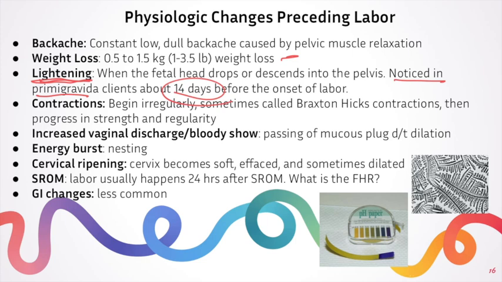The client's going to start experiencing some irregular contractions. Those are called Braxton Hicks. And then those irregular contractions progress to be stronger and stronger and stronger until she's in full-blown labor. They might notice the passing of blood, vaginal bleeding, or mucus plug because the cervix is becoming thinner and softer. Some clients notice a burst of energy, which is called nesting.